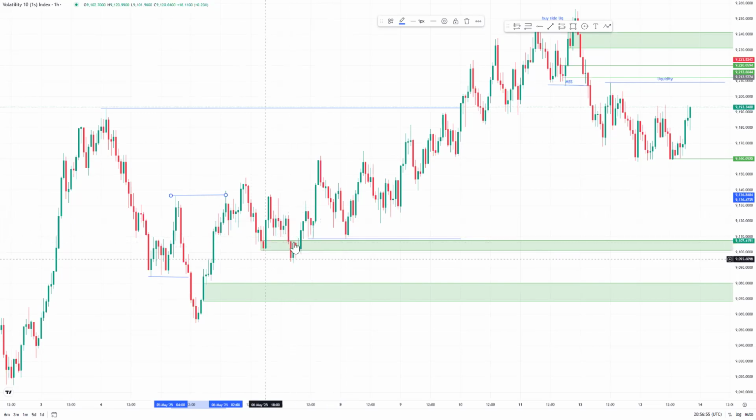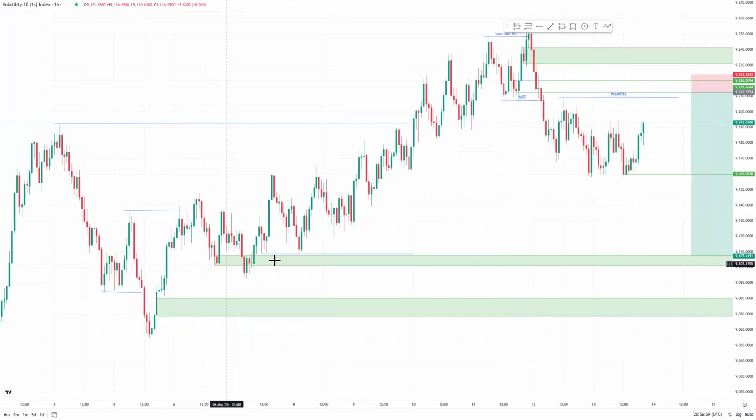And this is the most valid one. You understand? Because this one now, price has not mitigated this failed order block. Price has not mitigated this zone. It's very clean. You understand? This zone here that I marked.